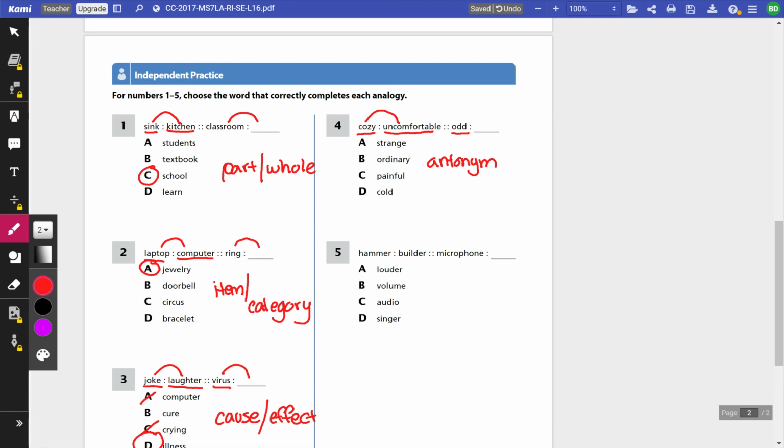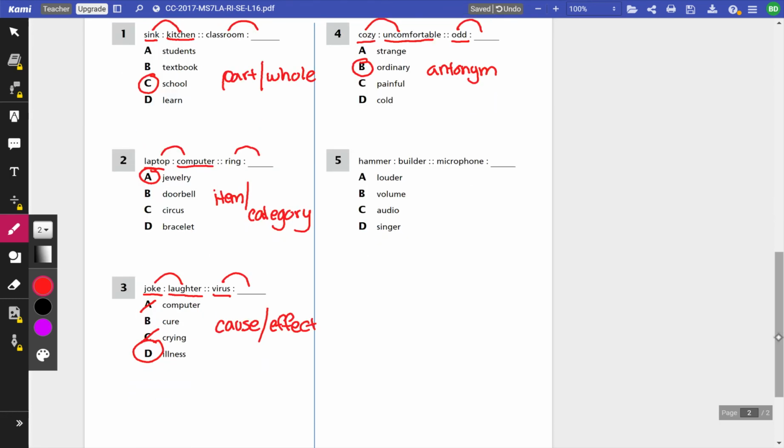So the word that we're looking for is ordinary, because remember, if something's odd, it doesn't happen all the time, but ordinary is the opposite of that. So cozy is to uncomfortable as odd is to ordinary. And the relationship between all of those words is the fact that they are antonyms.